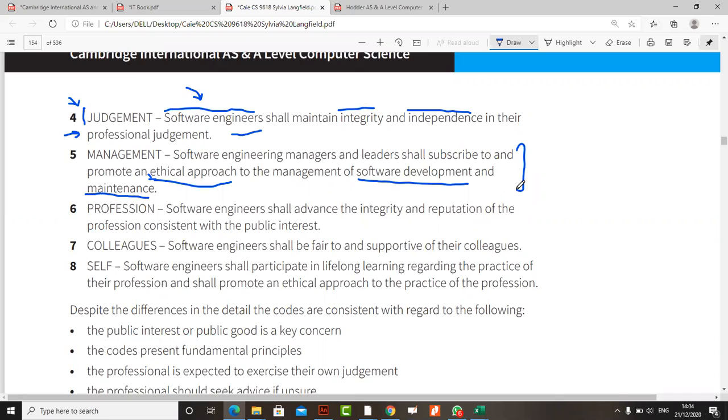Ethically, what else can go wrong? As a software developer, we are working on software development and we are also maintaining it. So ethically, what can go wrong from us, which we should be avoiding?